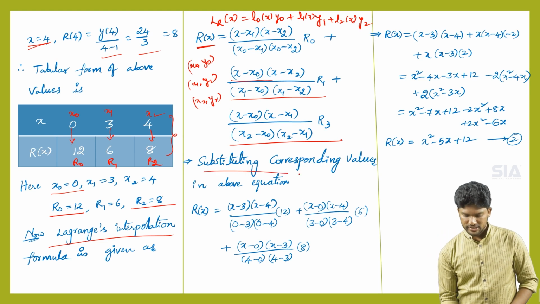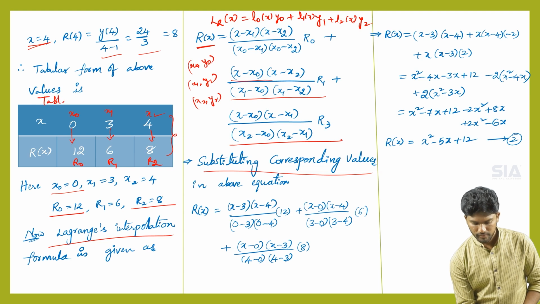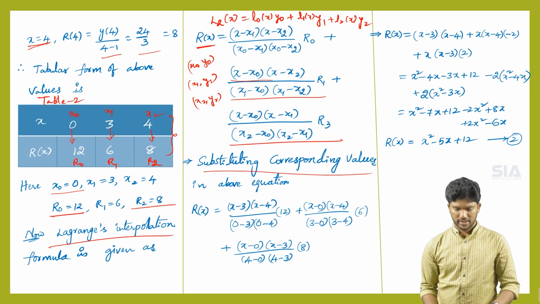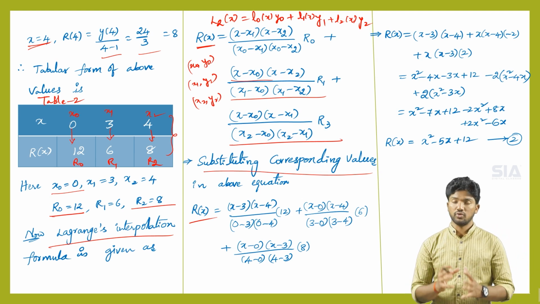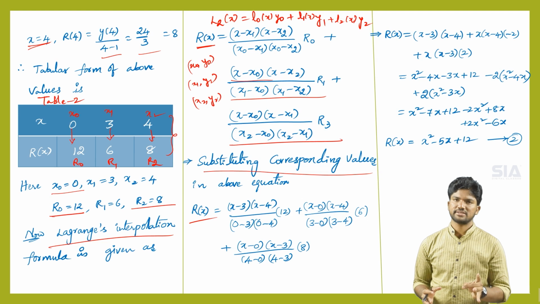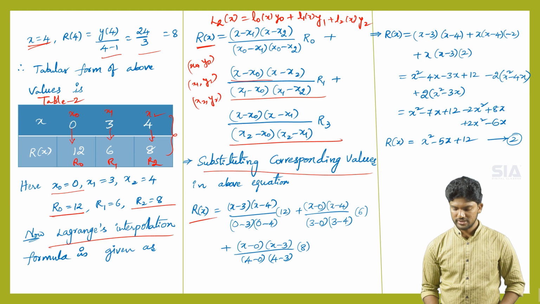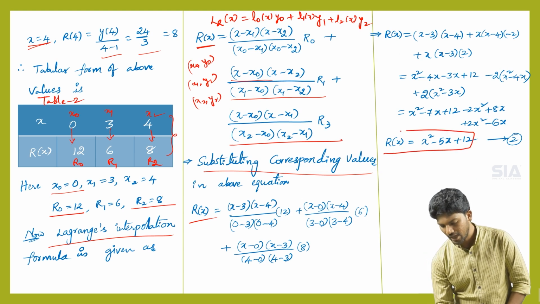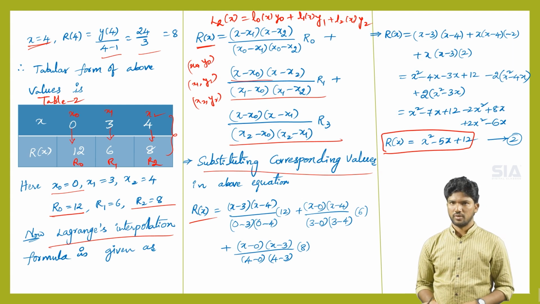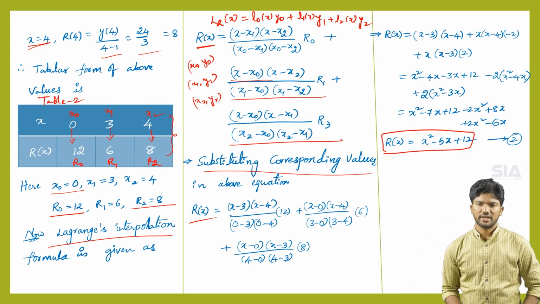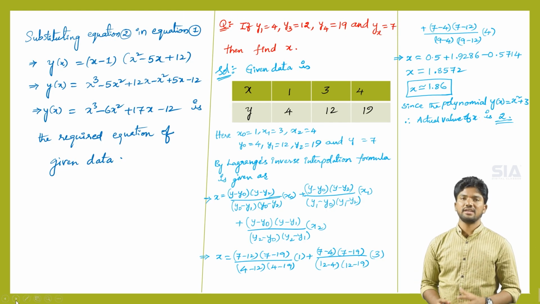So now in this problem, substitute the corresponding values from table 2. Okay, so this is table 2. Substitute the corresponding values in the above equation. So therefore r of x, you don't know the value of x, but you know the values of x0, x1 and x2 and r0, r1 and r2. Substitute all those values and simplify, you will get capital R of x is equal to one quadratic equation, x square minus 5x plus 12. That is taken as equation number 2, by substituting all the corresponding values in the above equation, and if you simplify that you will get that equation r of x.